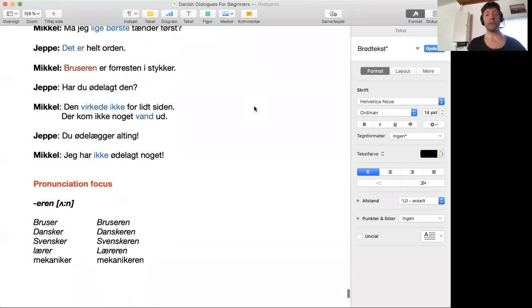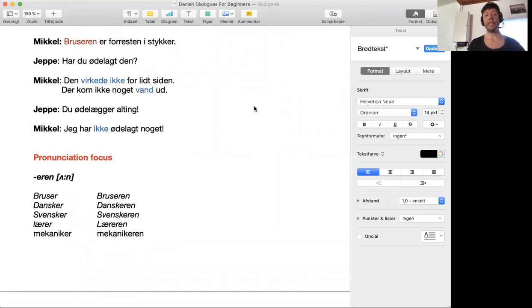The pronunciation focus of today is the ending eren. We have the ending er, it makes a sound or. When we then add the en on it, it's on. Just a long or ending in an n. Bruser, Bruseren. Dansker, Danskeren. Svensker, Svenskeren. Lærer, Læreren. Mekaniker, mekanikeren.